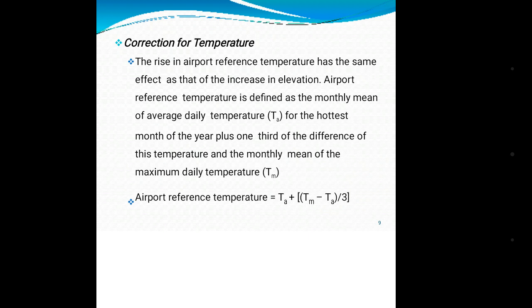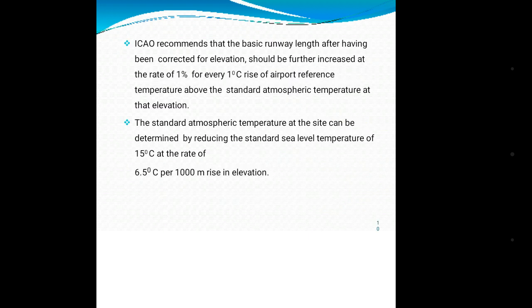So airport reference temperature is calculated as the monthly mean of average daily temperature plus the monthly mean of the maximum daily temperature minus the monthly mean of average daily temperature, divided by 3, that is, we take one third of the difference. By this we can calculate.